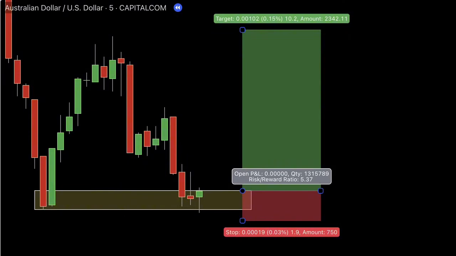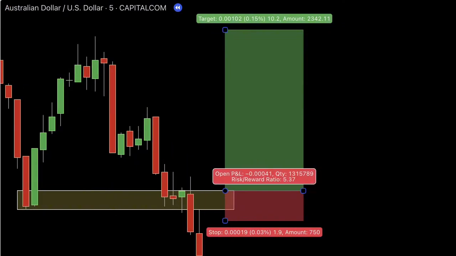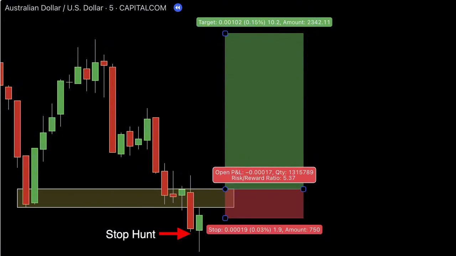The market then moves lower, dipping below the demand zone and triggering your stop loss. At this point, it's easy to feel frustrated, but this could simply be a stop hunt by smart money to sweep liquidity. So instead of reacting emotionally, let's look at what happens next.